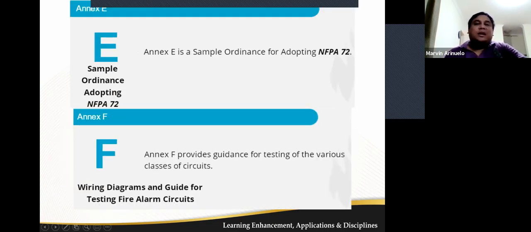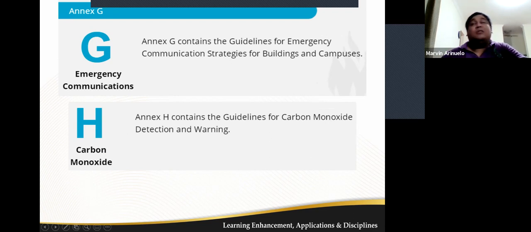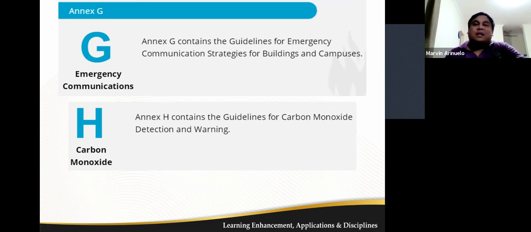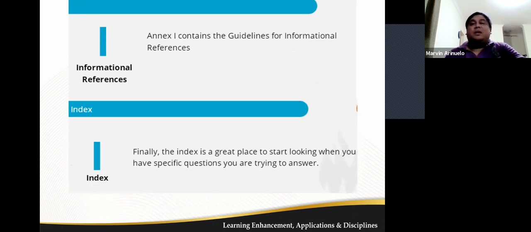E is a sample ordinance for adopting NFPA 72. F is a guidance for testing of various classes of circuit. Again, guys, all of these are just supplementary material that serve as a guide. They can be considered best practice, but are not necessarily required. Emergency communication, Annex G, contains guidelines for emergency communication for buildings and campuses. And H contains guidelines for carbon monoxide detection warning. So if you see, each and every annex has a specific purpose. I contains the guidelines for informational reference.